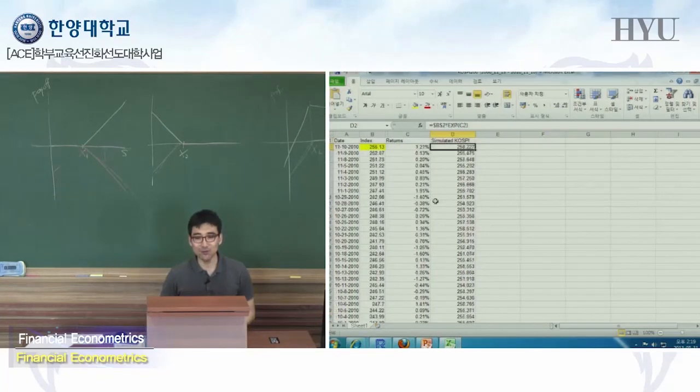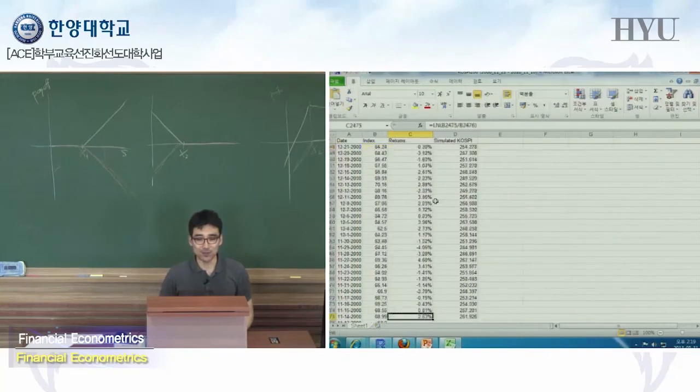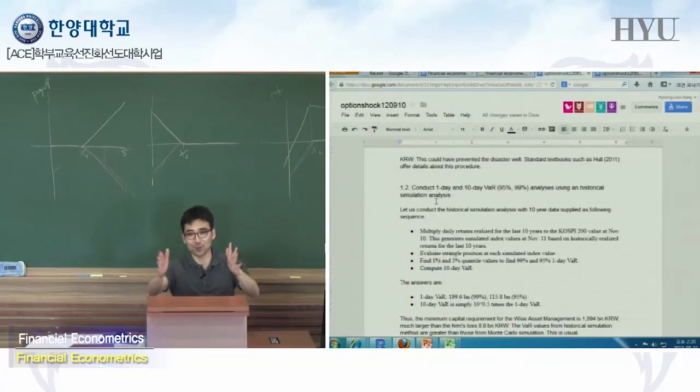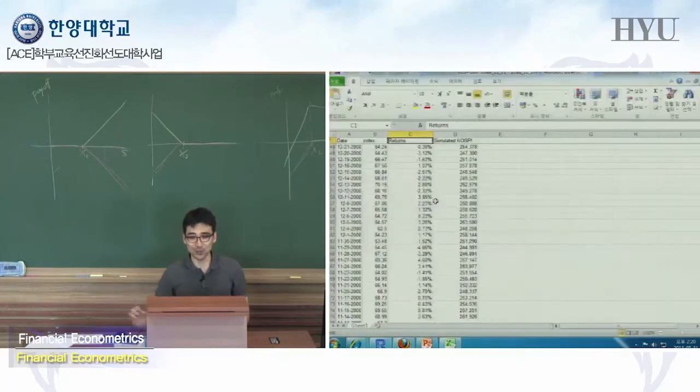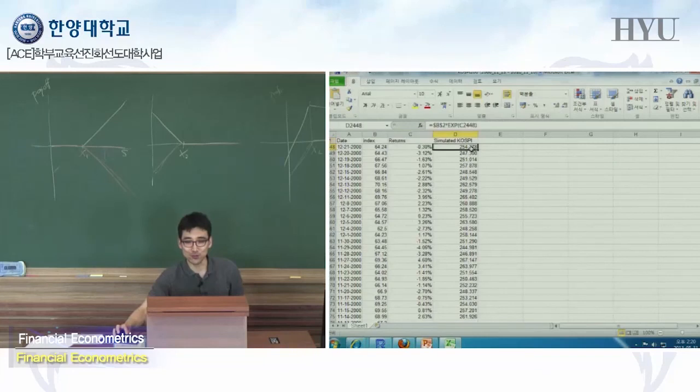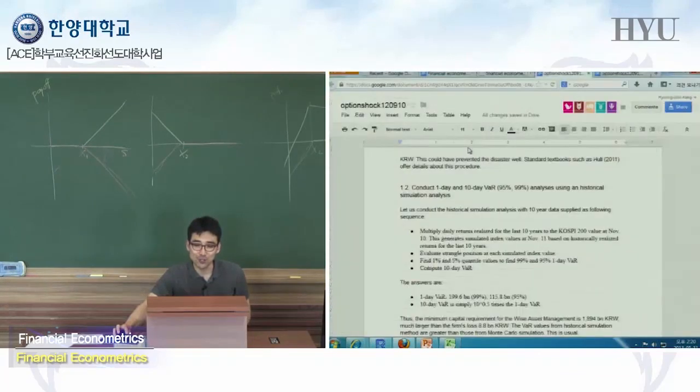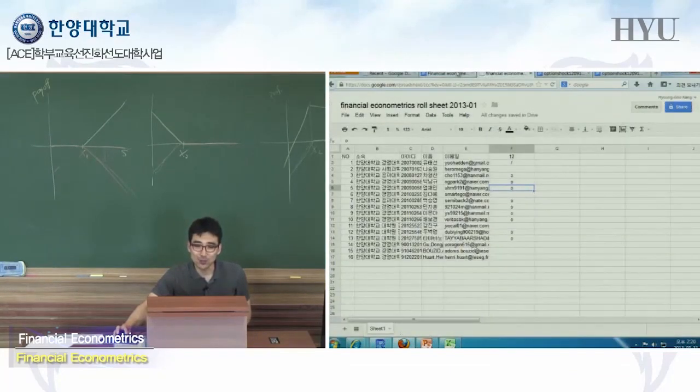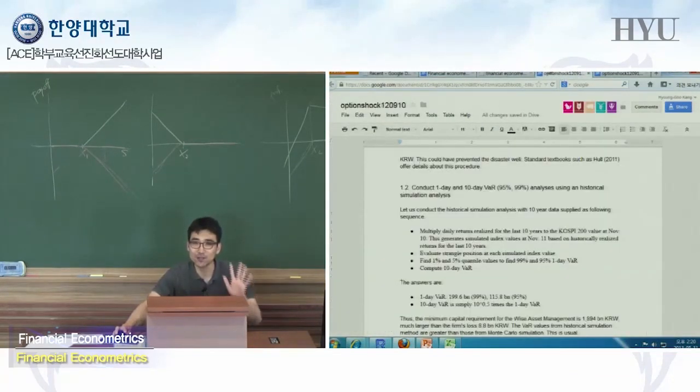This is all simulated values of tomorrow's KOSPI based on the past 10 years of scenarios. Not yet, wait. So it is all possible values of KOSPI 200 tomorrow, right? And for each possible value of KOSPI 200, what we can do is calculate our profit in the short strangle position, right?